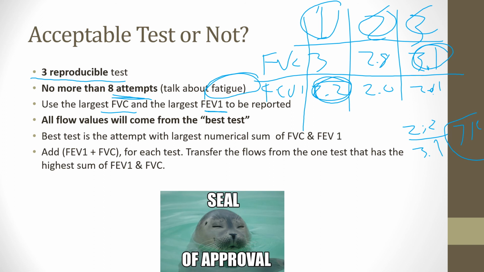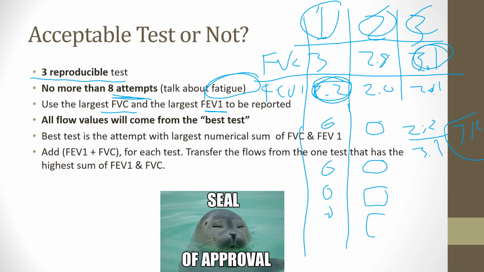So in this case, I'm going to add up the sum of the FEV1 and FVC for each test. And then the test number that has the highest values for the FEV1 and FVC, I'm going to use the flow rates from there. So let's say all the flow rates for test 1 are circles. Circle, circle, circle, circle. And we'll just extend these. And let's say the flow rates down here are squares. Squares, squares, squares.